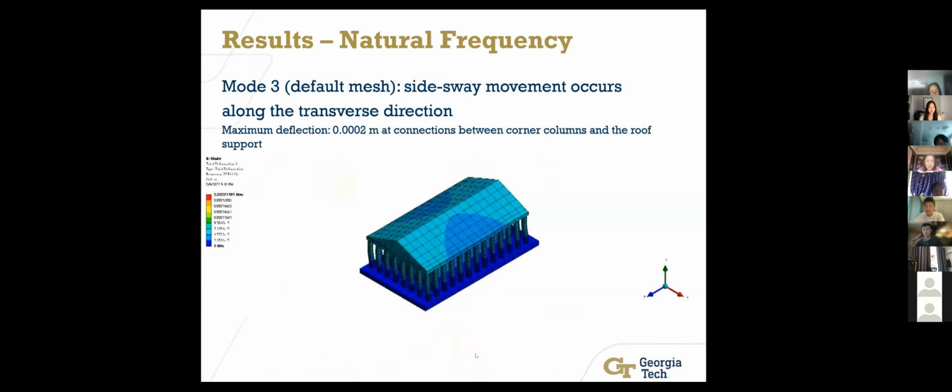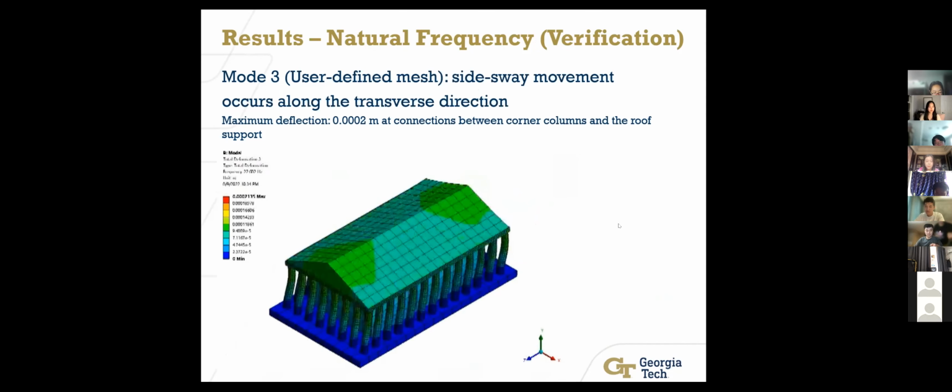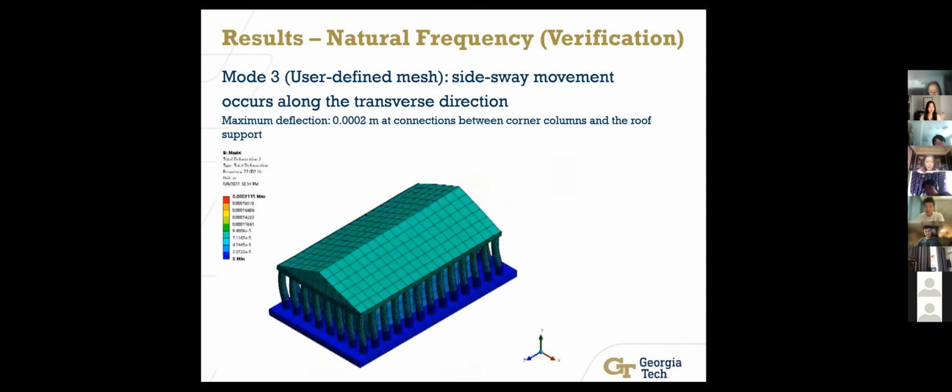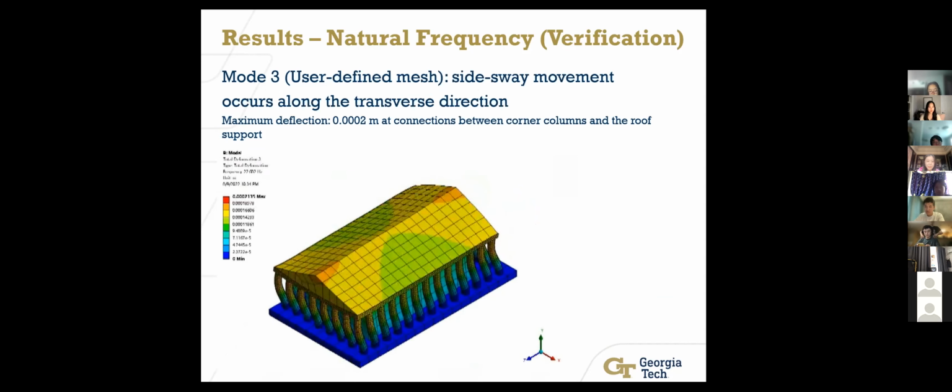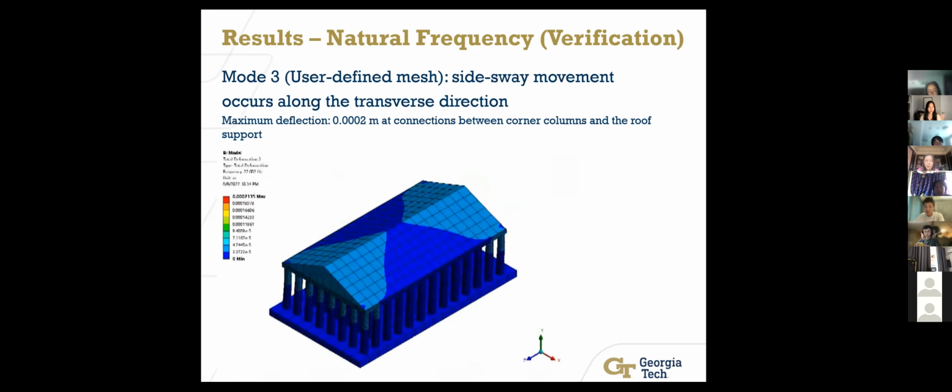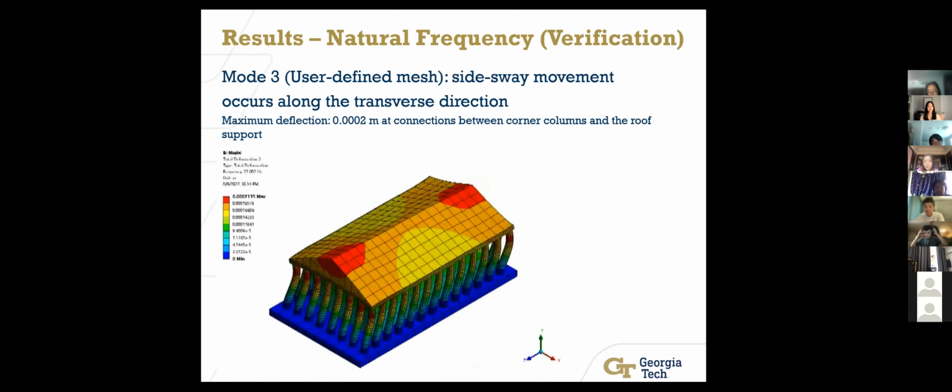In mode 3, a similar side sway movement is analyzed, but in the transverse direction, also known as left to right, and the maximum deflection is 0.002 meters, also at the connections between the corner columns and the roof support. But in this mode, the deformation is spread along more exterior columns, especially on the 2 narrow sides of the structure. And this is again verified with the refined mesh, and we obtain nearly the exact same output.